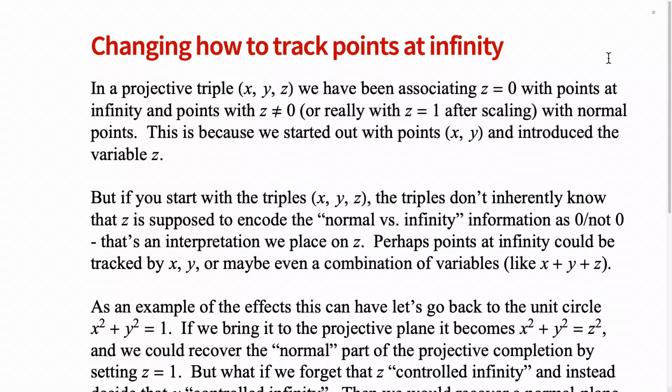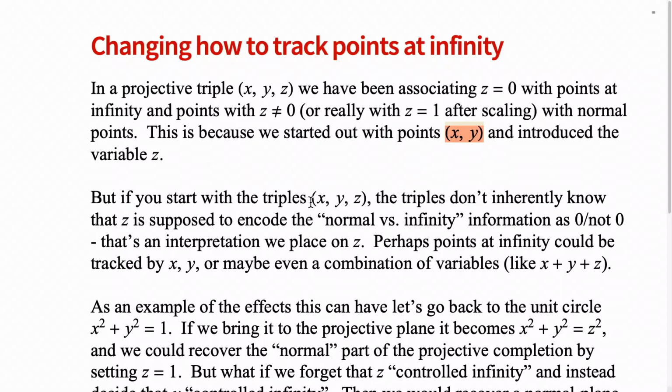Now that we have a good idea of how to take regular curves and bring them into the projective plane, we can tweak this idea a little bit, and something interesting shows up when you try to change how you're going to track points at infinity. Now, in the projective triples x, y, z, we've been associating z equals 0 with points out at infinity, and points z not equal to 0, which after scaling is really z equals 1, with regular points in the plane. This is because we started out with regular points x, y, and then introduced the variable z at the end.